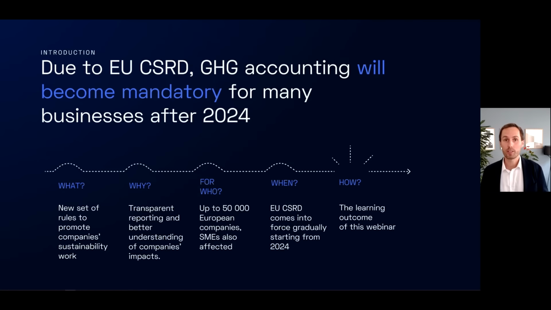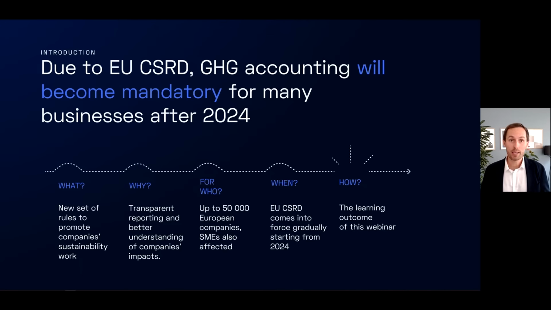Let's start with some of the regulation driving this activity. The European Union Corporate Sustainability Reporting Directive is one of the main regulations that is driving companies to report on their greenhouse gas emissions and sustainability in general. The EU CSRD will become mandatory for many businesses after 2024. It is seen that up to 50,000 European companies will need to start reporting more in-depth in relation to their greenhouse gas emissions.